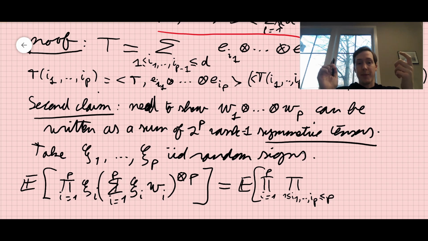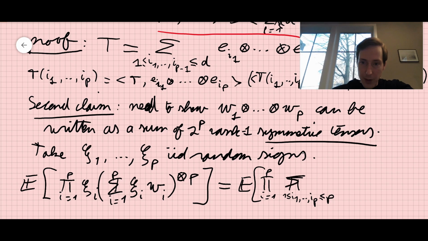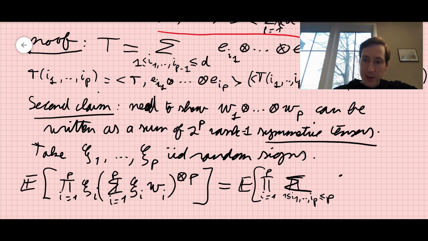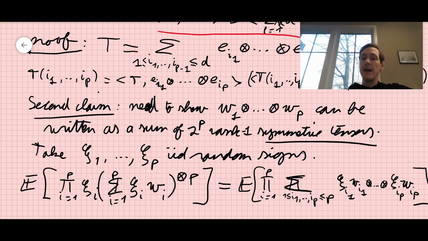Well, sorry, it's a sum, it's not a product. I will take one element from the first sum, one element from the second sum, one element from the third sum, etc. So what is this? This is xi I1 W I1 times, etc., times xi IP times WIP. This is exactly the same thing.